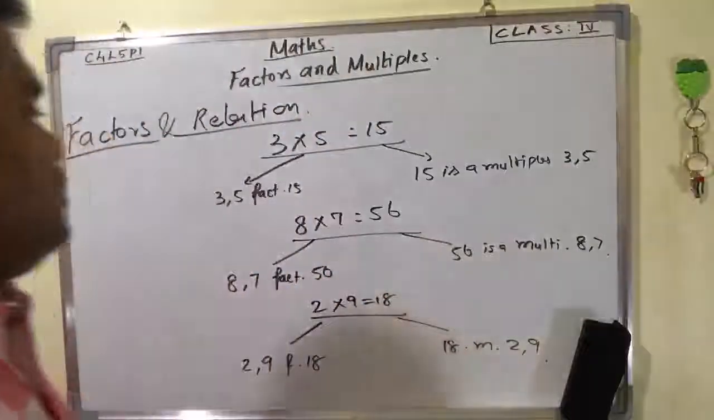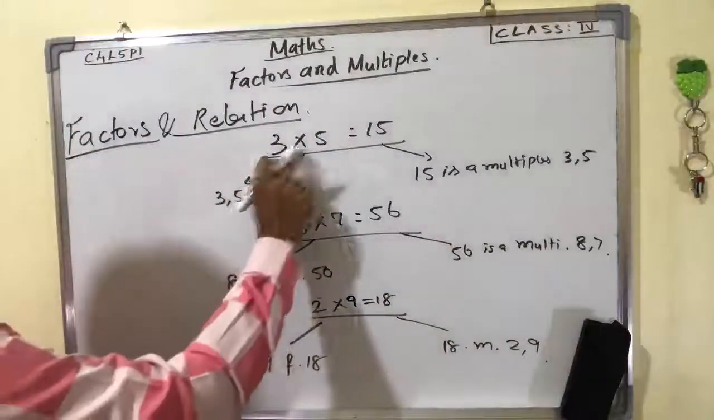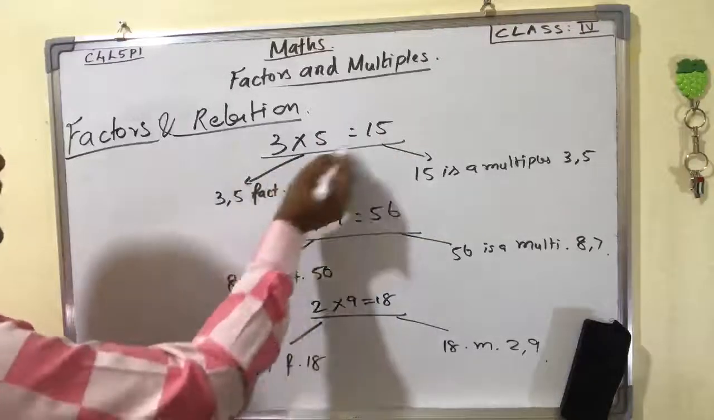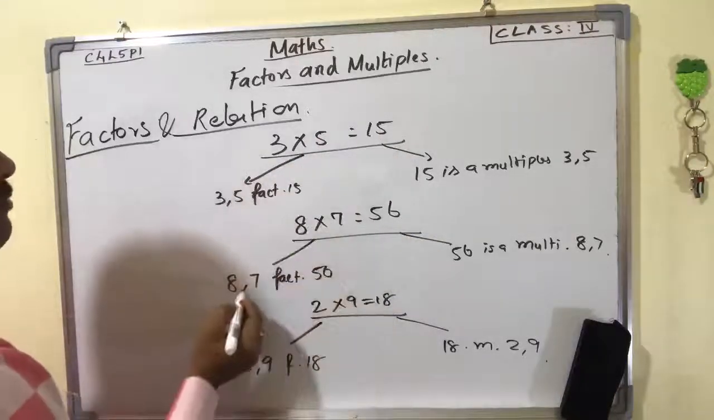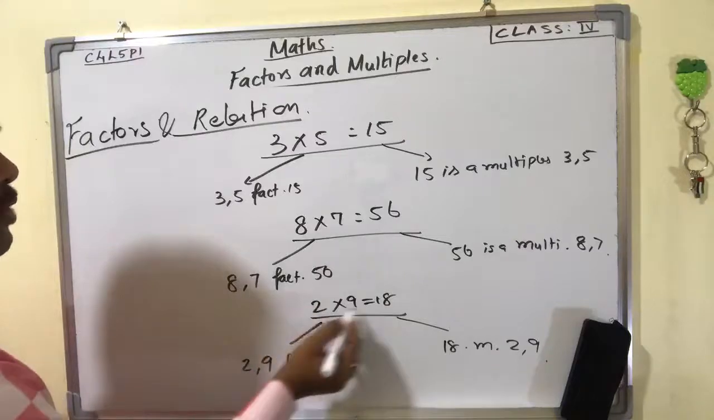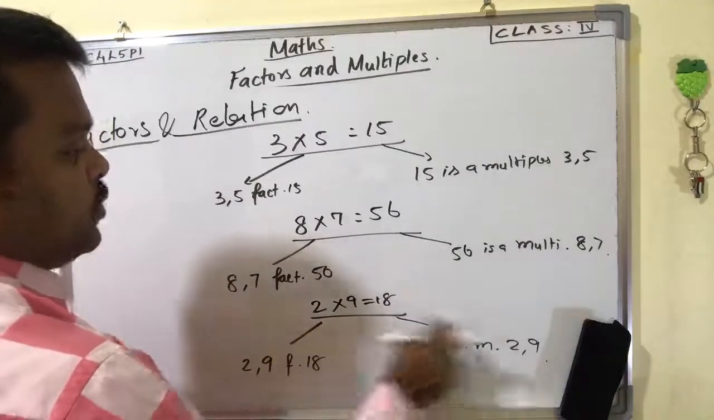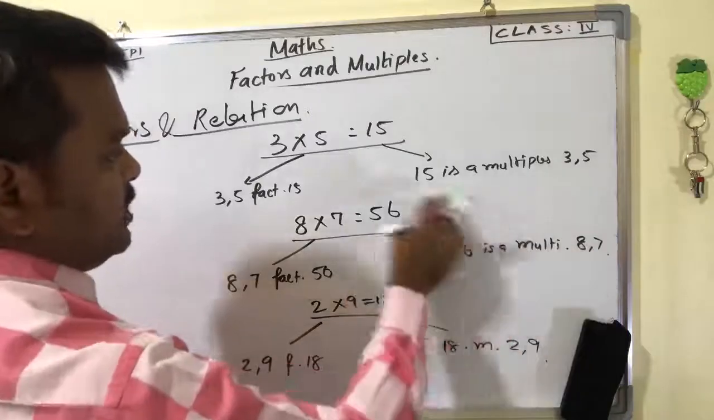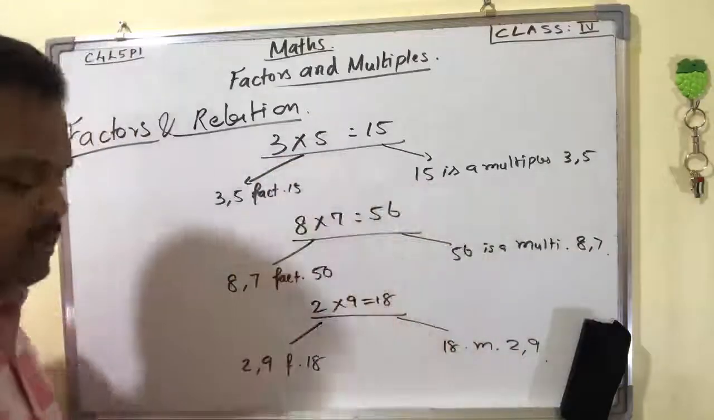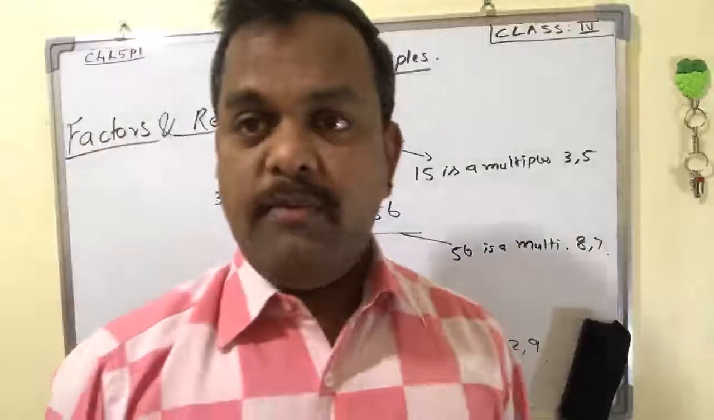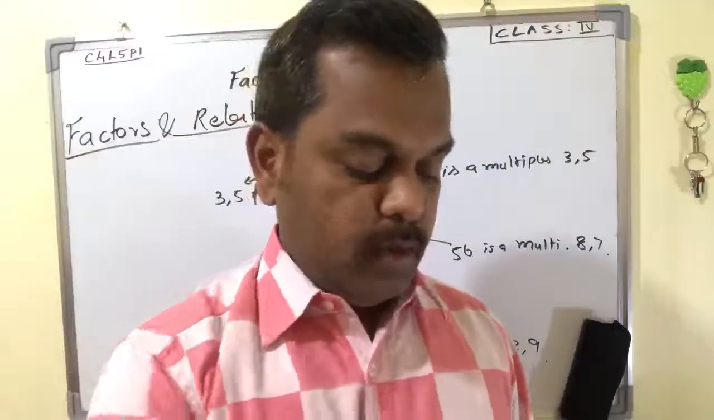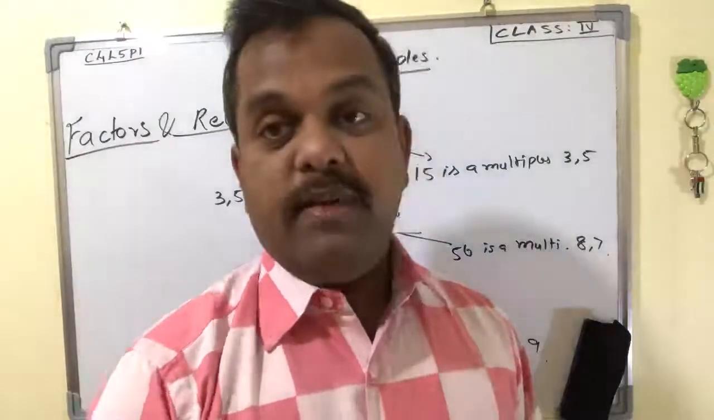Okay, look here. 3 5s are 15. 3 and 5 are factors. 8 7s are 56. 8 and 7 are factors. 2 9s are 18. 2 and 9 are factors. So 18 is a multiple of 2 and 9. 56 is a multiple of 8 and 7. 15 is a multiple of 3 and 5. This is the relationship between factors and multiples. And next one, finding factors.